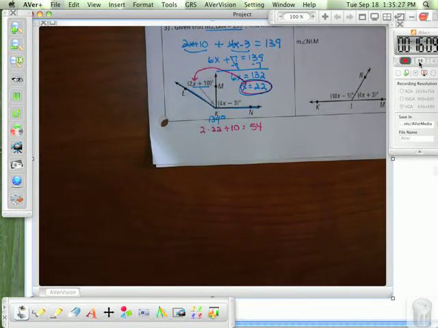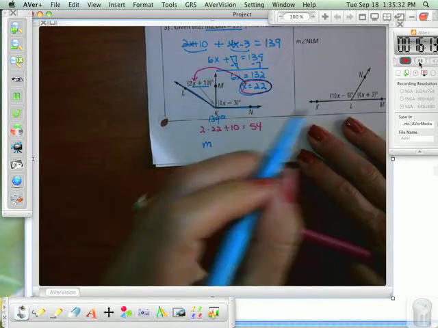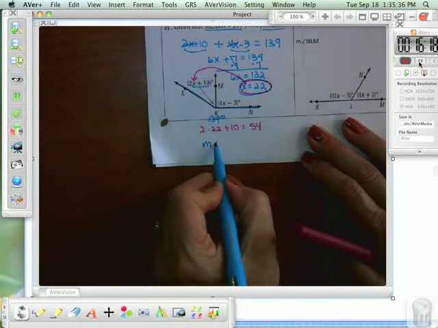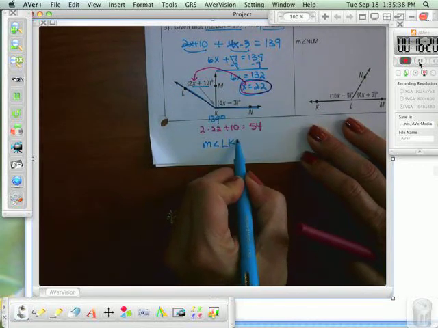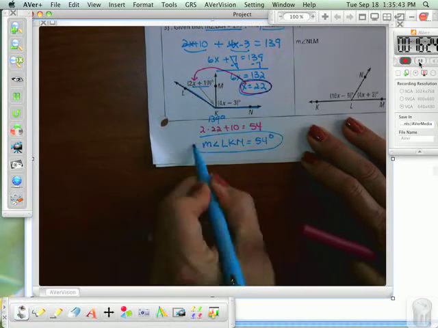So the measure, write it down. The measure of LKM, angle LKM, is equal to 54 degrees. That's your final answer.